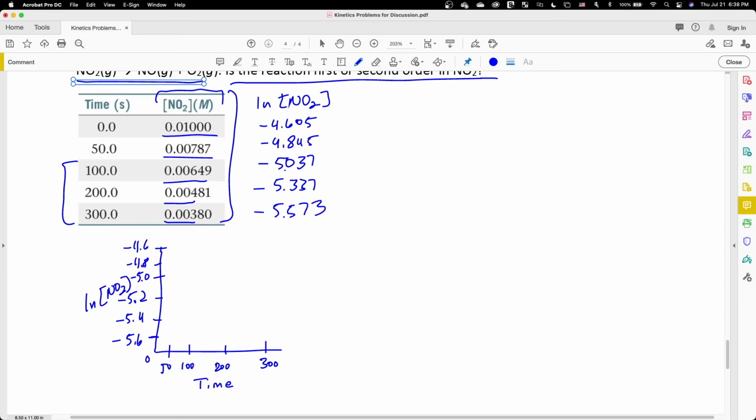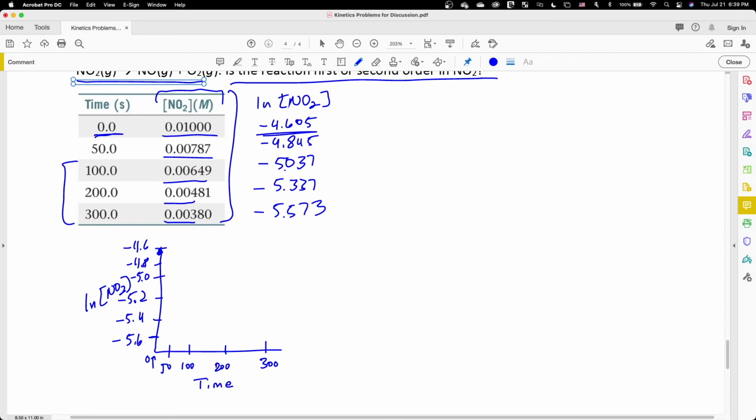And so now I'll plot it all. At time 0, right here, I had a number of negative 4.605. So here's time 0 right here, that's where the 0 is at. And then negative 4.6 is right there, so I'll put a dot right there. Pretty close to the 4.6. Not exactly on it, but pretty close.